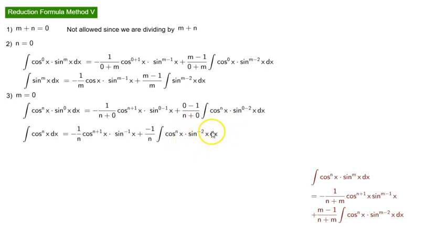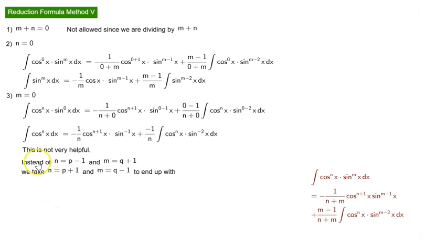Now this is not very helpful, right? So what we do is, instead of n equal to p minus 1 and m equal to q plus 1, we take n equal to p plus 1 and m equal to q minus 1 to end up with a customized formula for this particular case.